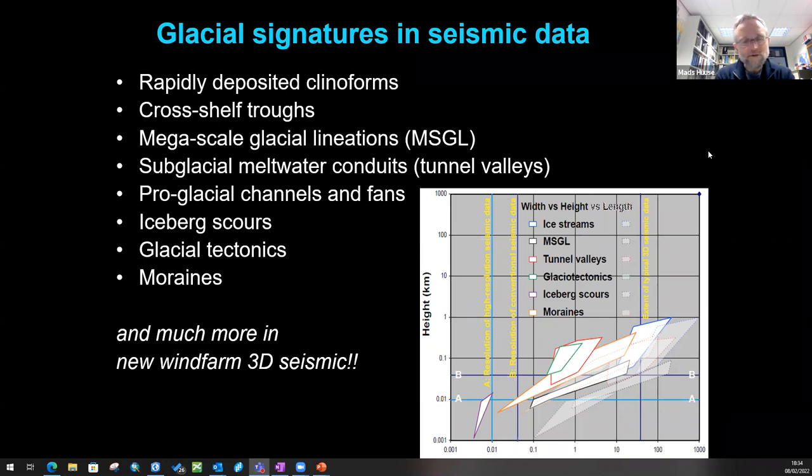Recently, I had the pleasure of discussing with wind farm developers what they can see in their wind farm 3D seismic with resolutions of tens of centimeters, and it is absolutely gobsmacking, and we will definitely be pursuing more of that in the future. So next slide, please.